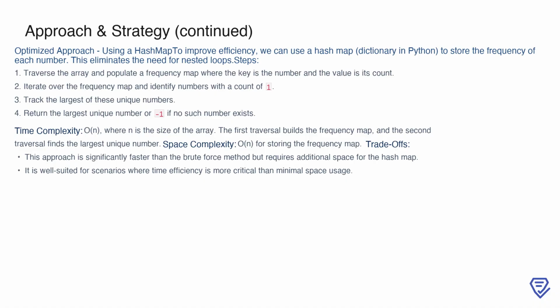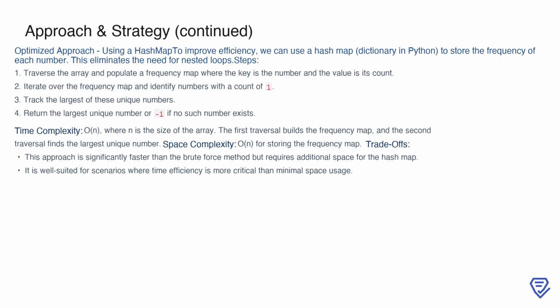To address the inefficiencies of the brute force method, we considered an optimized approach using a hash map. By leveraging a hash map, we can store the frequency of each number in the array in a single traversal. This eliminates the need for nested loops, significantly reducing the time complexity. Here's how it works. First, we iterate through the array to populate the frequency map, where the keys are the numbers and the values are their frequencies. Next, we examine the frequency map to identify numbers that appear exactly once, keeping track of the largest such number. Finally, we return the largest unique number, or -1 if no unique numbers are found.